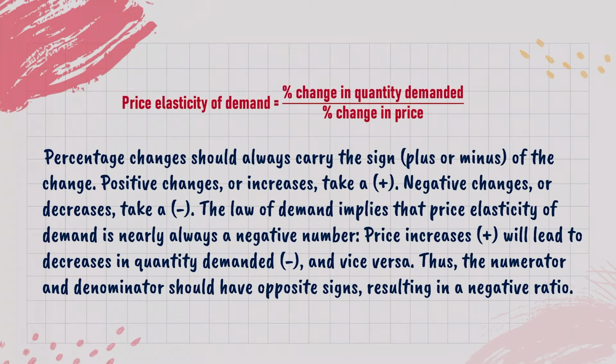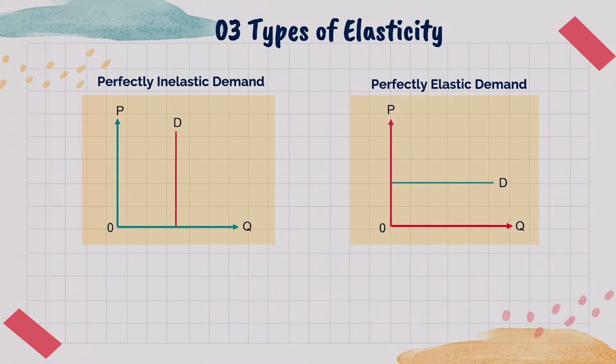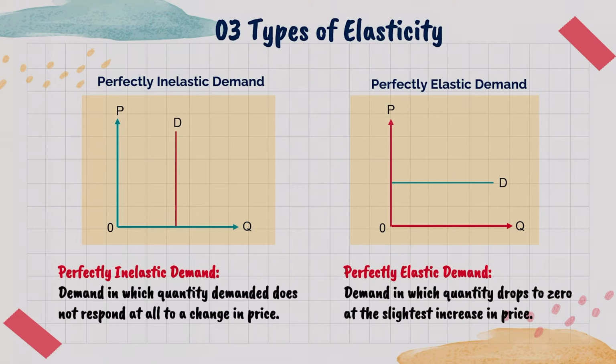The law of demand implies that price elasticity of demand is nearly always a negative number. Price increases will lead to decreases in quantity demanded and vice versa. Thus, the numerator and denominator should have opposite signs, resulting in a negative ratio. Here you can see two types of elasticity: perfectly inelastic demand and perfectly elastic demand. Perfectly inelastic demand is demand in which quantity demanded does not respond at all to a change in price, while perfectly elastic demand is demand in which quantity drops to zero at the slightest increase in price.